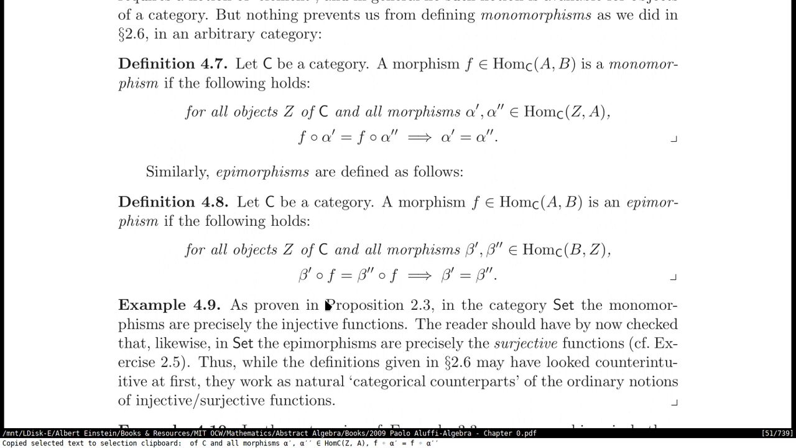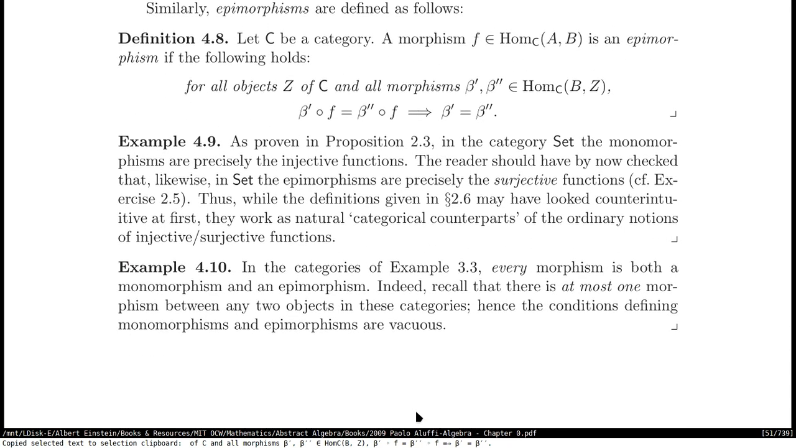We've seen before that in the category of sets, the monomorphisms are precisely the injective functions. And as you can see, the epimorphisms are the surjective functions, because they make sure that every element of B is mapped to by something from Z. That satisfies surjectivity.